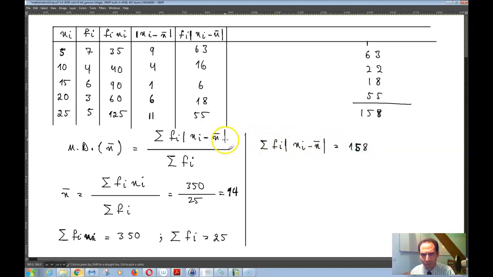So then you have 158 divided by sigma f_i, and sigma f_i is equal to 25. That means that the mean deviation, sigma f_i times the absolute value of x_i minus x bar over 25, is equal to 158 divided by 25.